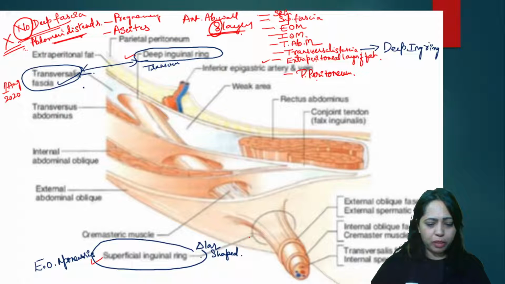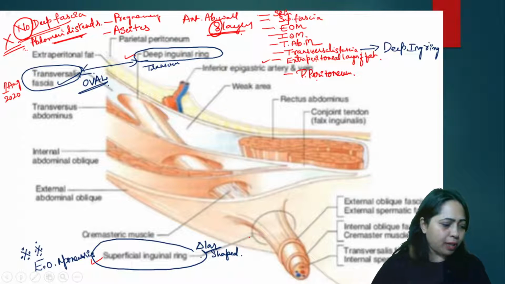Okay, so what about this one? What is the shape of this? It's an opening which is oval in shape, and this is triangular in shape. This information is very, very important. Which one is oval, which one is triangular is very, very important. So keep that in mind.